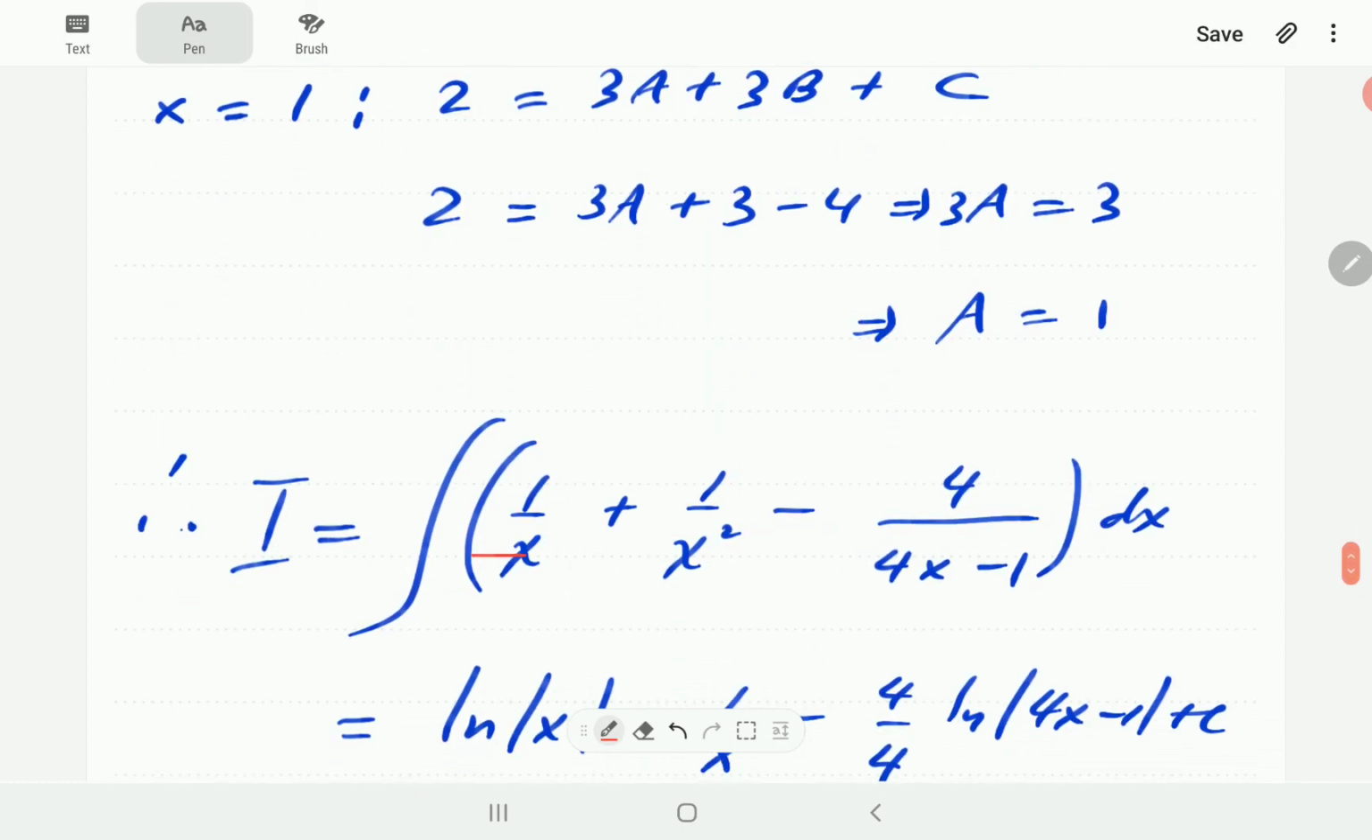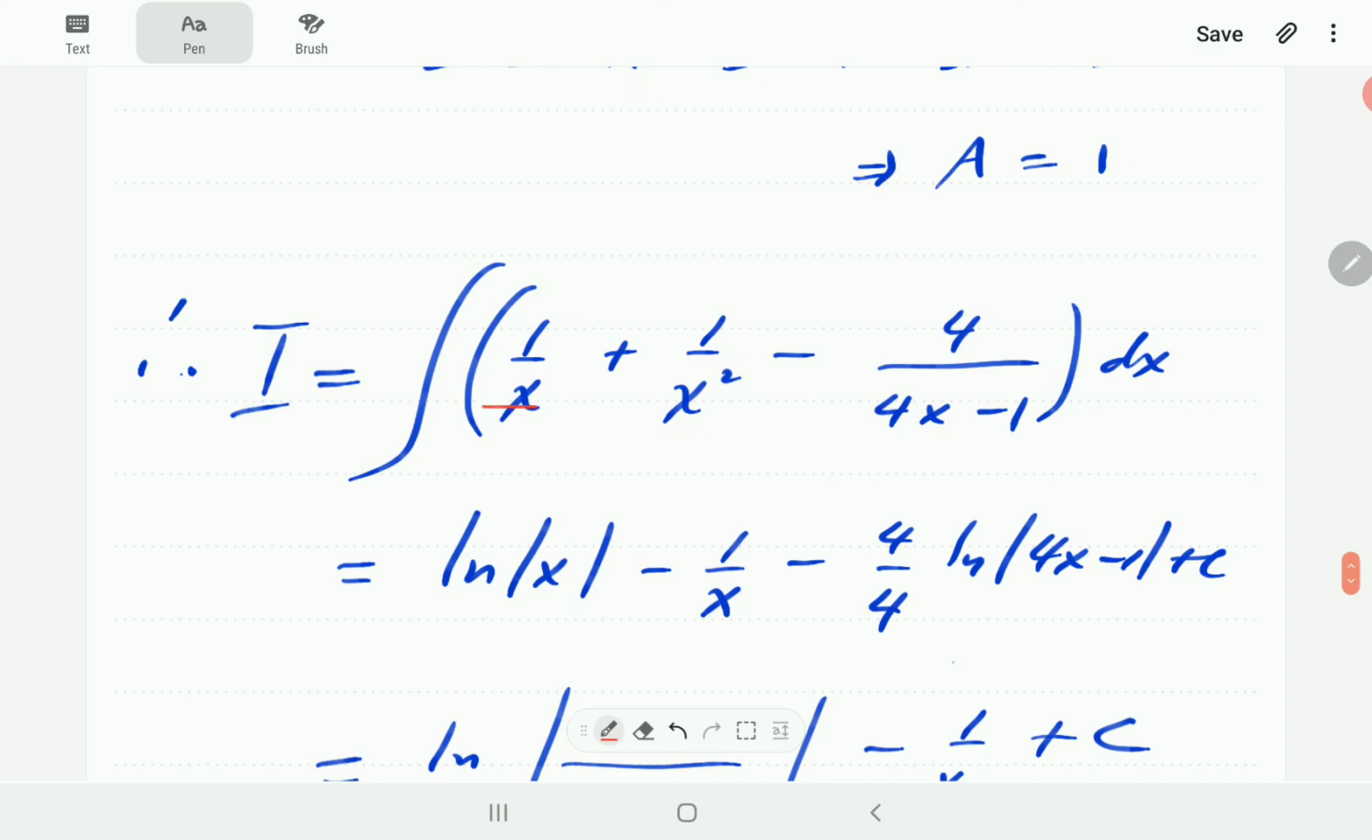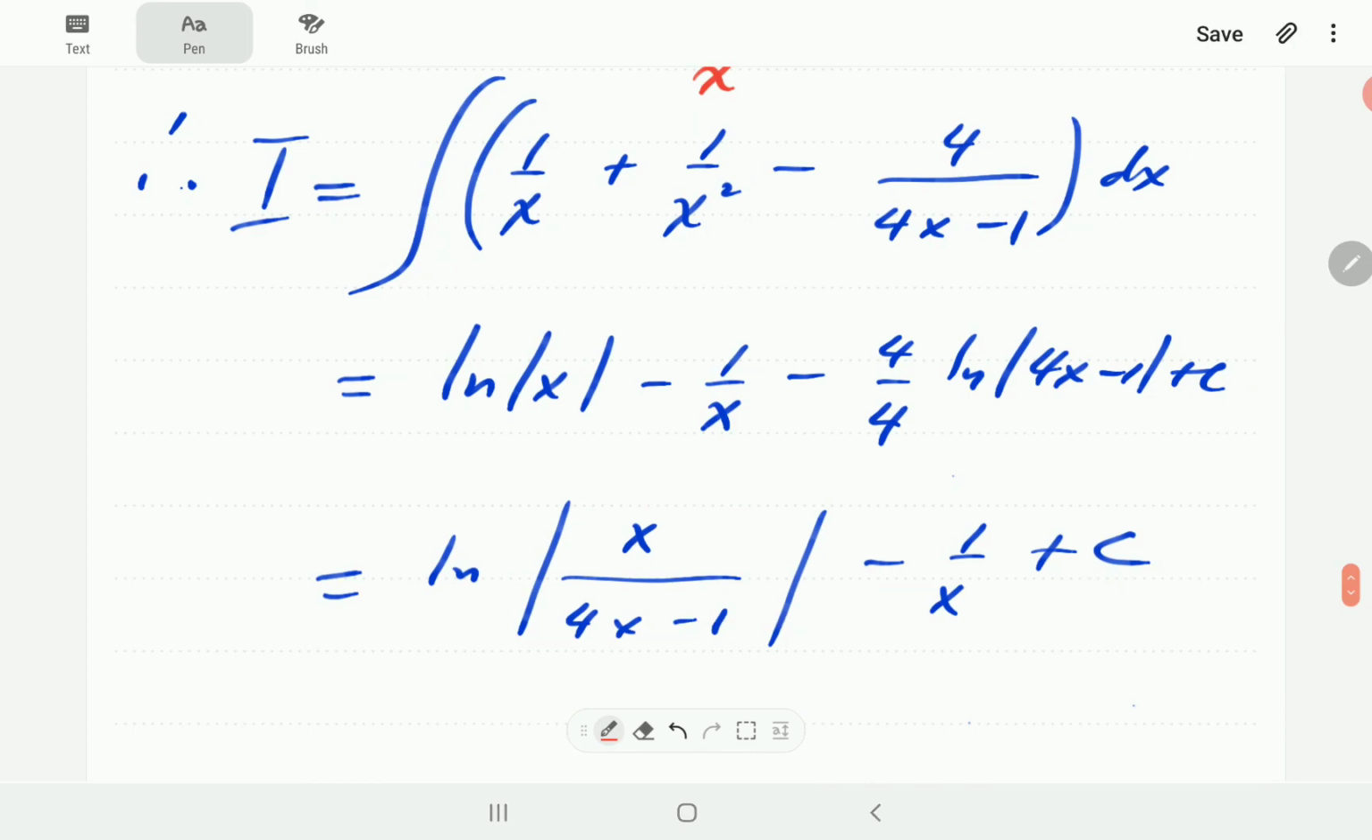So our integral is going to look like this. Integral of 1/x is ln|x|. Integral of 1/x squared. Again, just be careful not to get caught out. It is not ln x squared. It's -1/x, because this is the same as x to the power -2. So you simply add 1 and divide. And then this one, since the coefficient of x here is 4, we're going to have to divide by 4. And then that means these two we can group together. They look like that. And that is the final expression. That is the final integral.